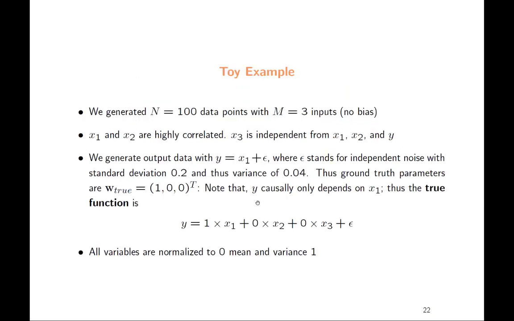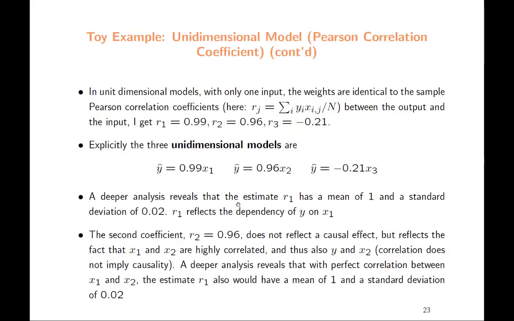Then I showed you why regression is such a powerful thing. The data was generated from this model: x1, x2, x3, with weights 1, 0, 0, and then there was some noise on the data. So in reality, y only depends on the first input, and the true parameter should be 1, 0, 0.